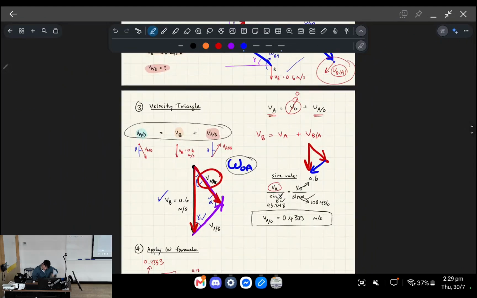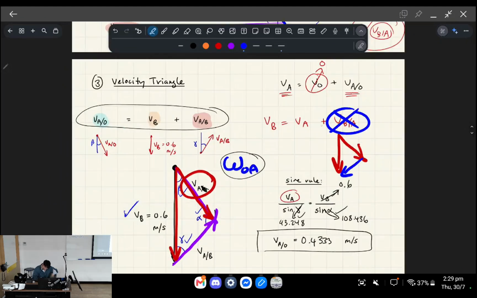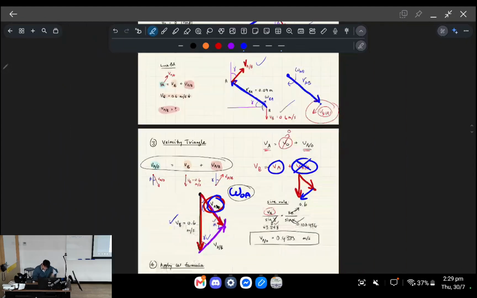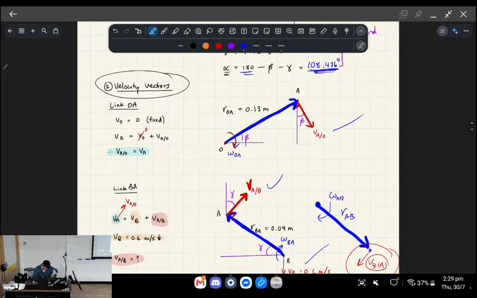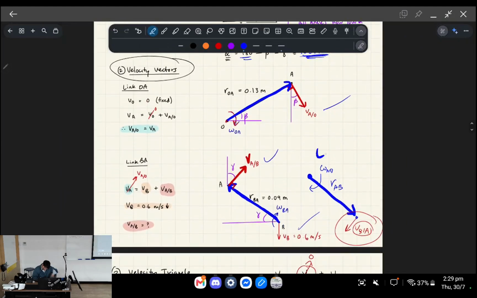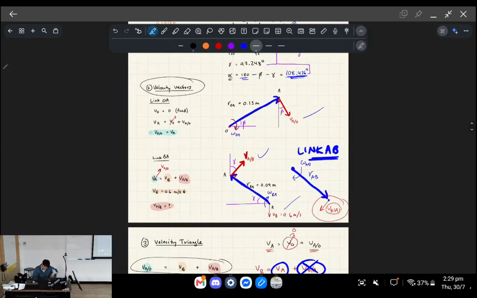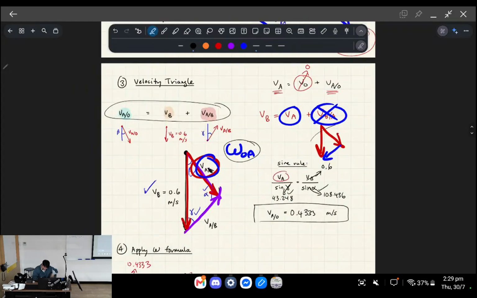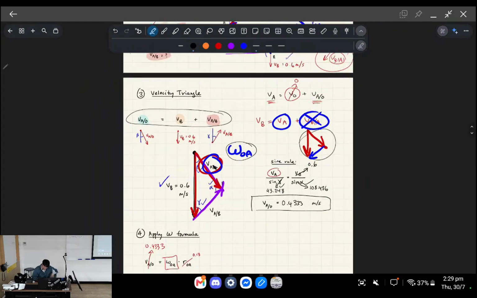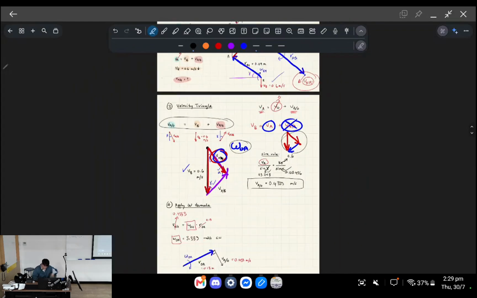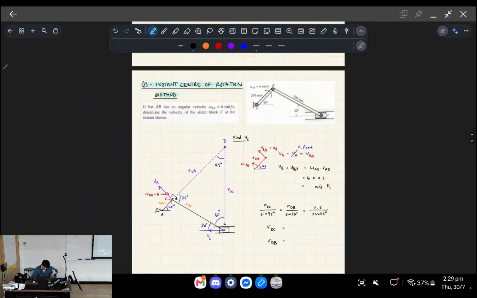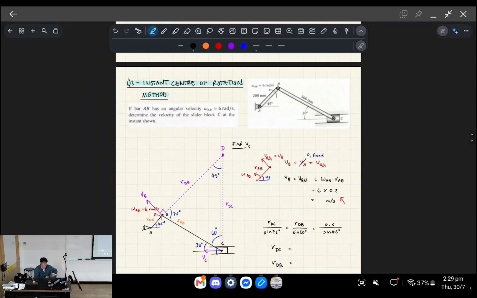Okay, so again, we don't care about this, right? All we care about is finding VA, right? So whether you go link BA or whether you go link AB, it will give you the same answer. So it doesn't really matter. It's just how you set up this relative velocity vector. Okay, so that was like a little tangent. I'll go back on track.